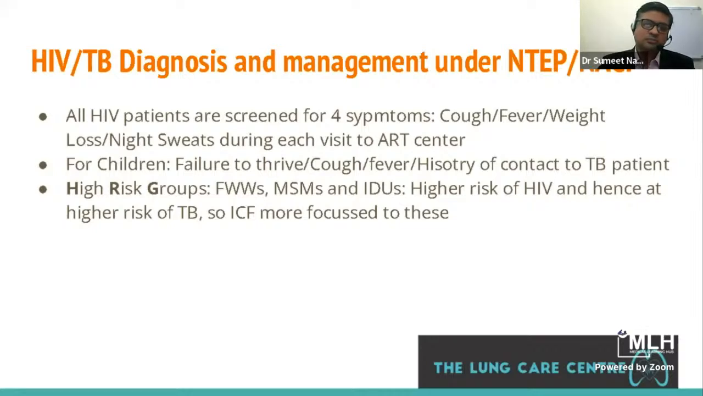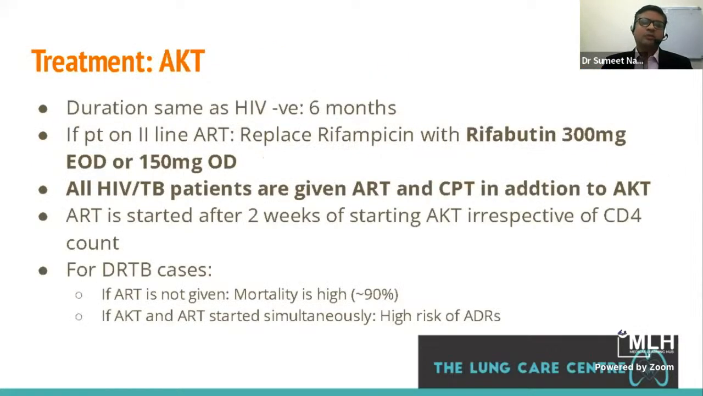So coming to the treatment part, anti-tubercular therapy is more or less the same for HIV and tuberculosis, comprising of 6 months of ATT for drug-sensitive patients. We will be discussing drug-resistant tuberculosis later on. If the patient is on second-line antiretroviral therapy, then we replace rifampicin with rifabutin, 300 mg every other day or 150 mg once a day. All HIV-TB patients are given antiretroviral therapy and cotrimoxazole preventive therapy in addition to antitubercular therapy.